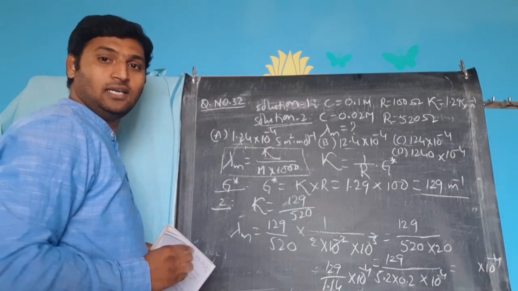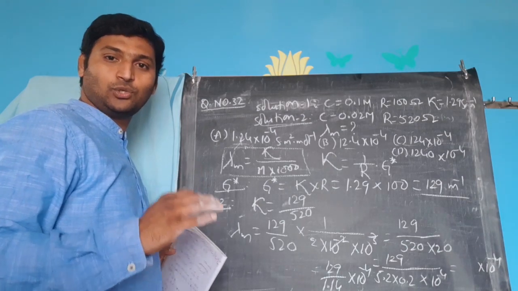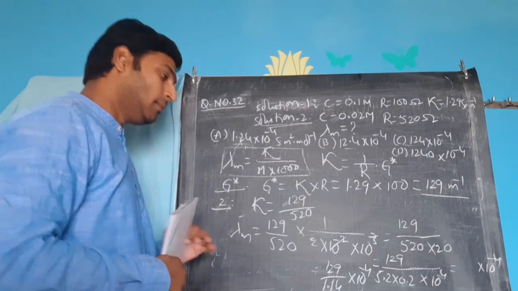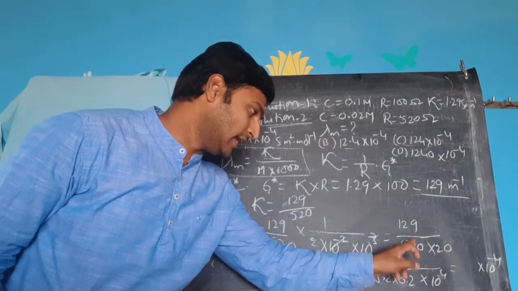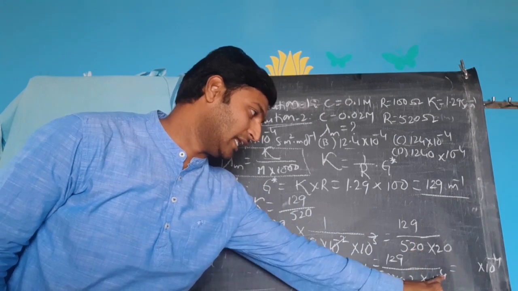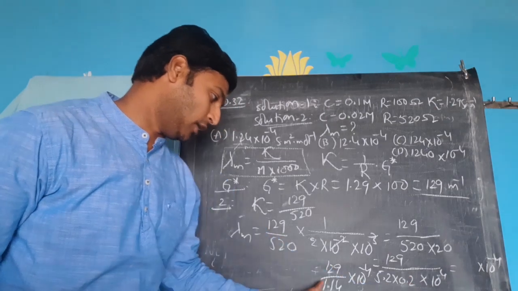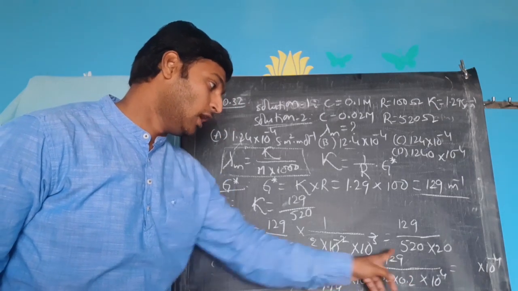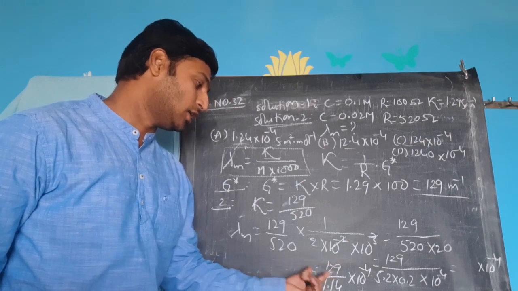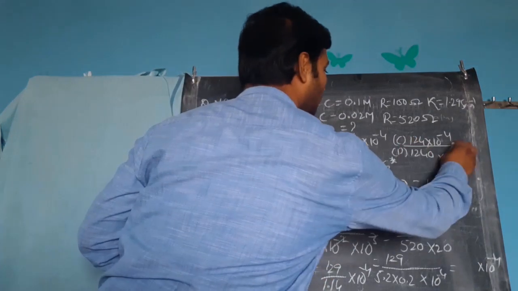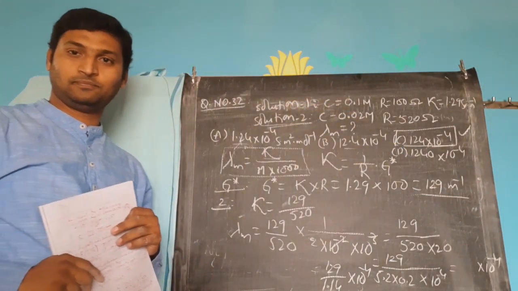Are you understanding? If you are smart in calculations and you wish to do your own calculations, I am leaving it to you. But I am trying to give you the tips. I moved 4 decimals to the left so that I will get 10 power 4 here. So I took 10 power minus 4. So 5.2 into 0.2 comes out to be 1.14. So 129 by 1.14 should come closer to 124. That's why the answer would be 124 into 10 power minus 4.